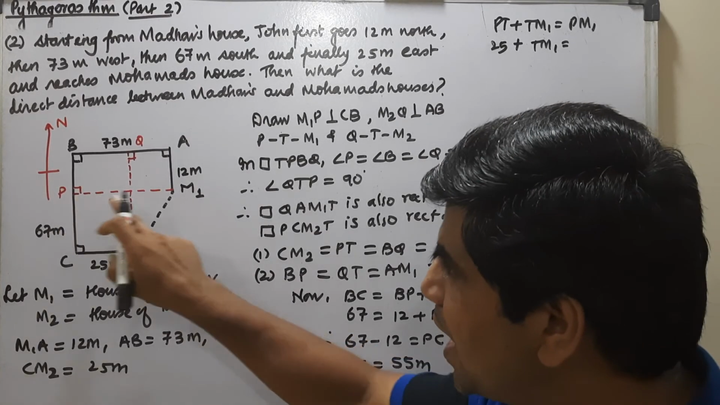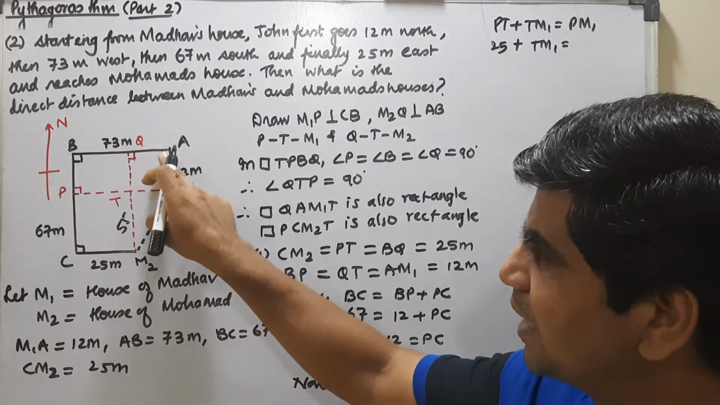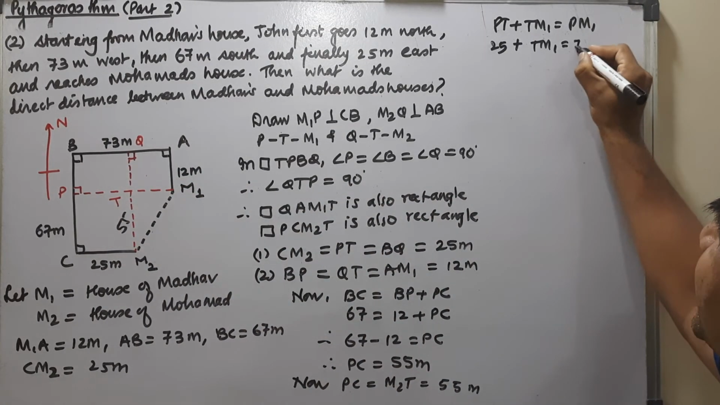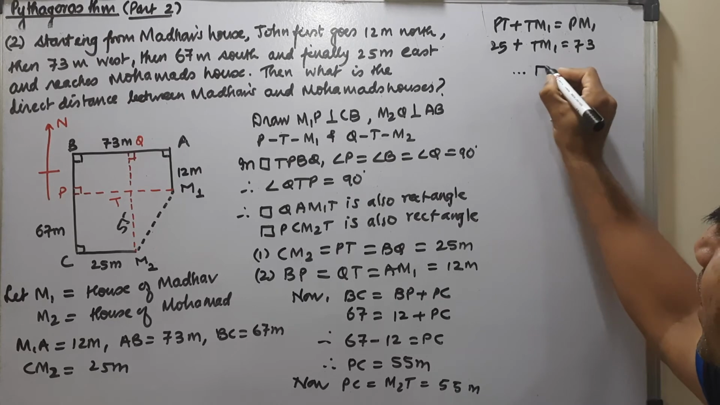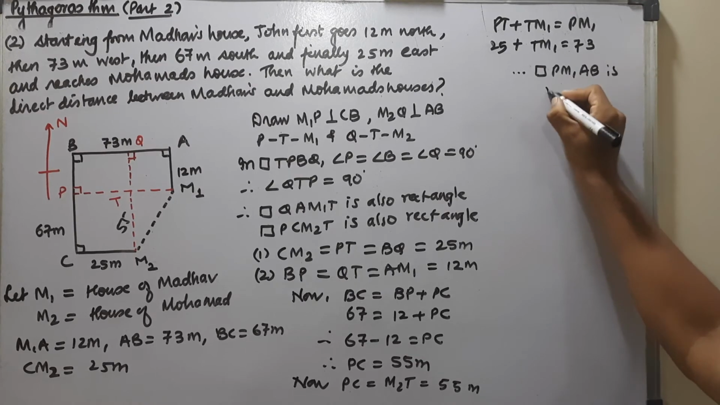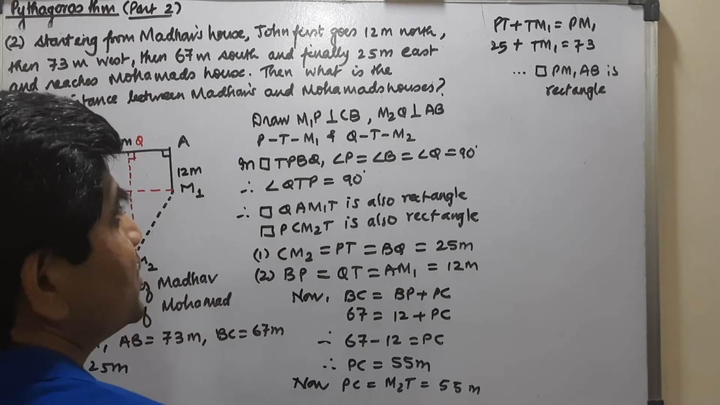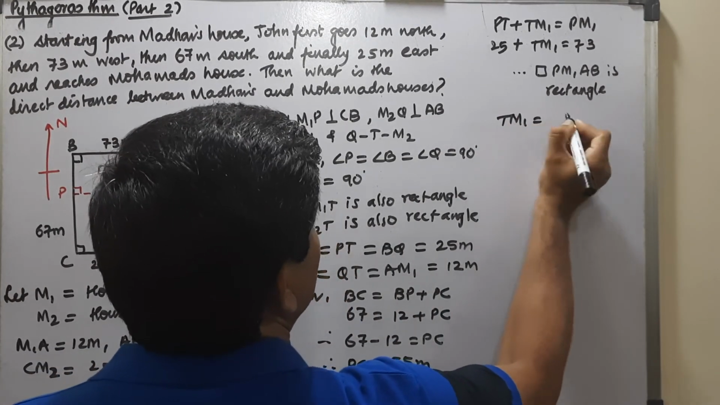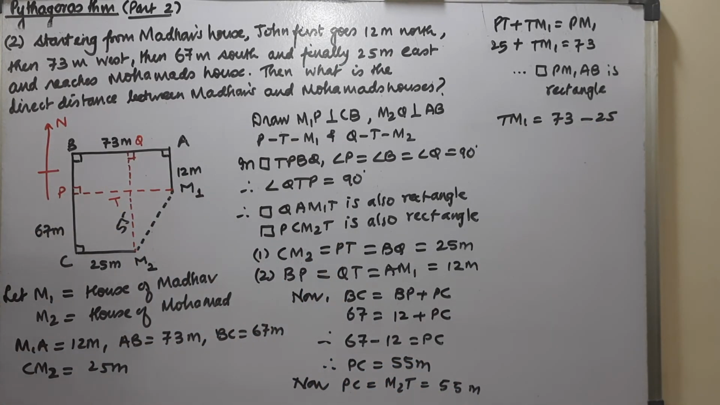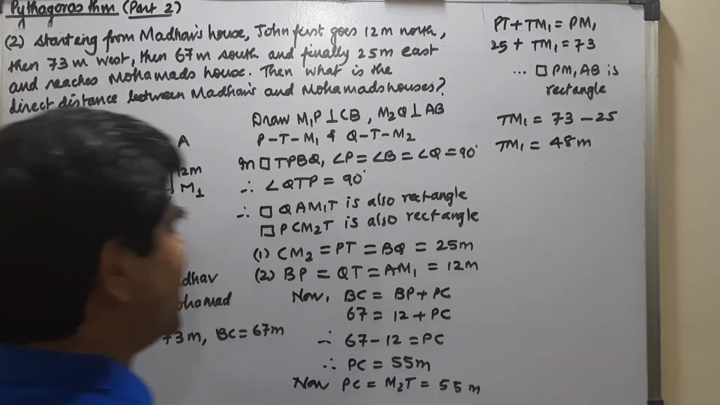Now PM1 and this particular quadrilateral, if you see, has a right angle here, that means it is also a rectangle. So PM1 is equal to AB, which is 73. So I will write here, quadrilateral PM1AB is a rectangle, so hence I get opposite sides equal. So solving it, TM1 becomes 73 minus 25, which is 48. So TM1 is equal to 48 meter.